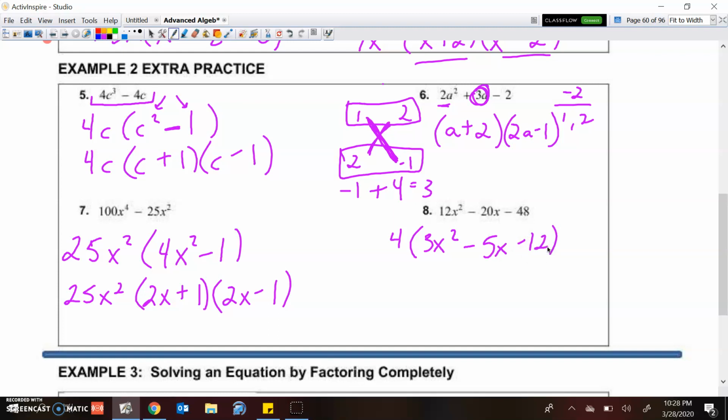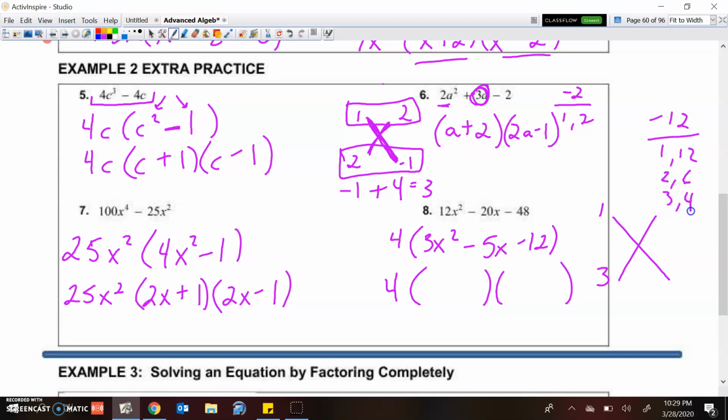Now I look and see, is this a special pattern? Meaning, is my first term a perfect square? And no, it's not. 3x squared is not a perfect square, nor is negative 12. So not a special pattern, unfortunately. But instead, I can just go ahead and do the x method, which is what I prefer. 1 and 3 for my factors of 3. So in terms of what I'm doing here, I'm setting this up. The 4 stays out there. And now factors of negative 12. We have 1 and 12, 2 and 6, 3 and 4.